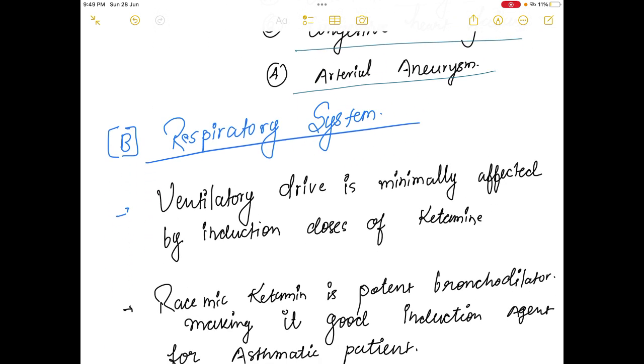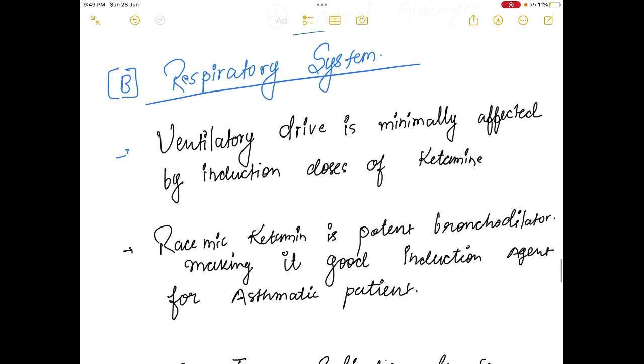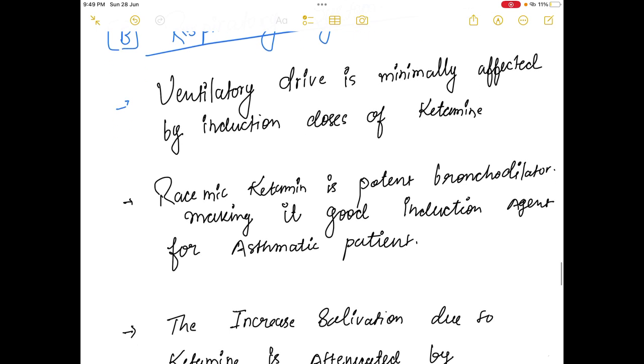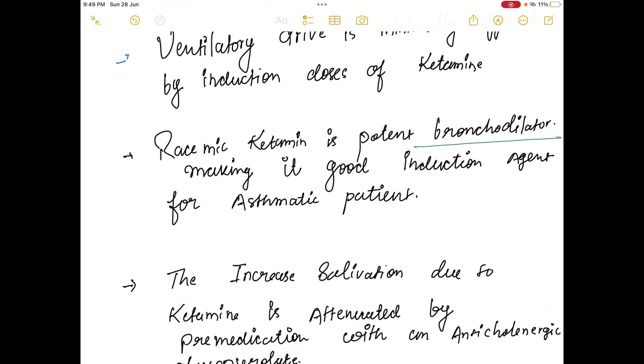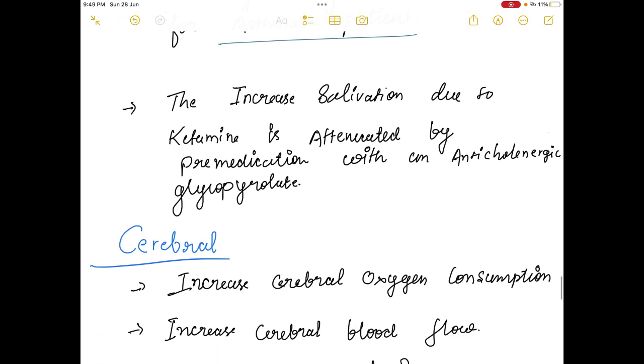Respiratory system. Ventilatory drive is minimally affected. That means ketamine does not depress the respiratory system. That's why the ventilatory drive is minimally affected by ketamine. Racemic ketamine is a potent bronchodilator, so it can be the induction agent of choice in asthmatic patients. The increased salivation caused by ketamine can be attenuated by an anticholinergic agent like glycopyrrolate.